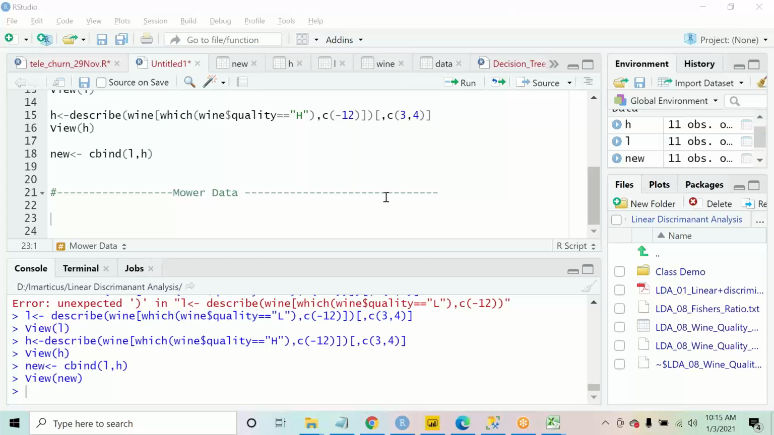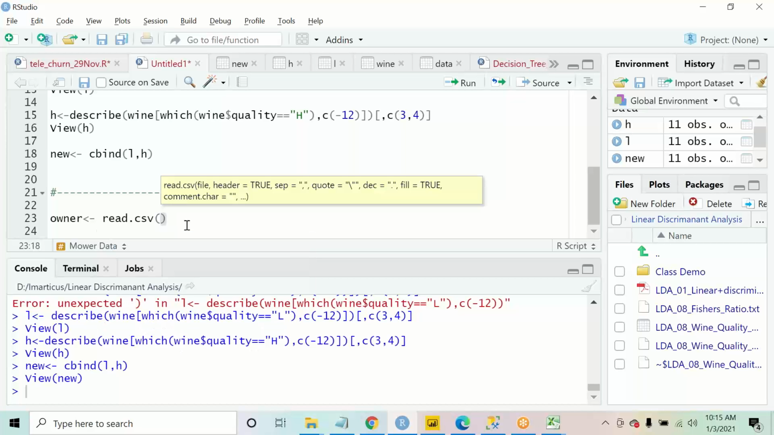Okay, so let us load this data. Up till now, how we have loaded the data is: the file is a CSV file, so let me call this data set owner, and we used to say read.csv, and then we used to give the file path where that file is, or the file name.